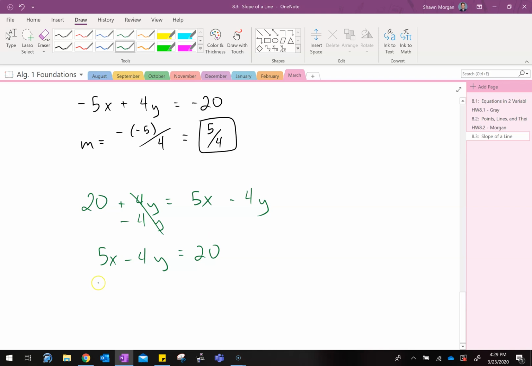You might notice the slope in this one is the same as in the last one. So the slope would be the opposite of a. Now my a value is 5. So the opposite of 5 over b. And in this case, my b value is negative 4. Negative 5 over negative 4 winds up being 5/4, which tallies with our previous example. That's the same line. I just reworked it, put it in a different format.